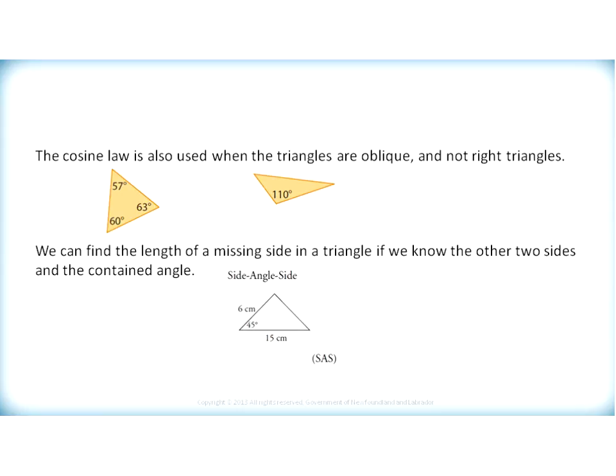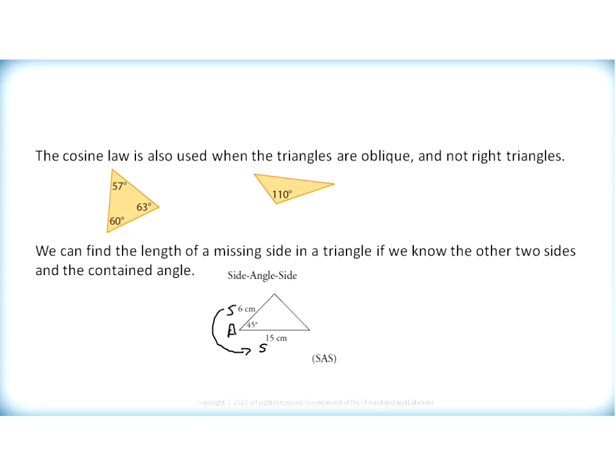So we can find the length of a missing side in a triangle if we know the other two sides and, this time, the contained angle. The contained angle is the angle between the two known sides. If we look at this example here, we know a side, we know an angle, and we know a side. We can go in order from our known values. We have side, angle, side.